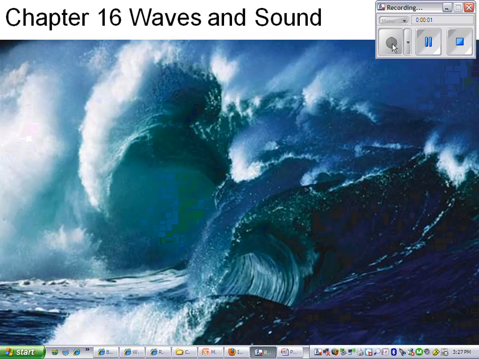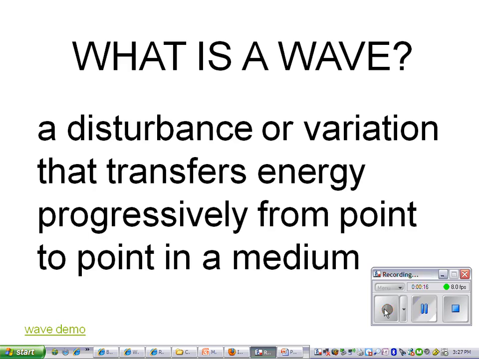First lecture in chapter 16, waves and sound. And here is a picture of a pretty big water wave, and we're going to be discussing water waves and the speed of the water and the amplitude of the water and the wavelength of the water and so on. The first thing we want to know though is, what is a wave?